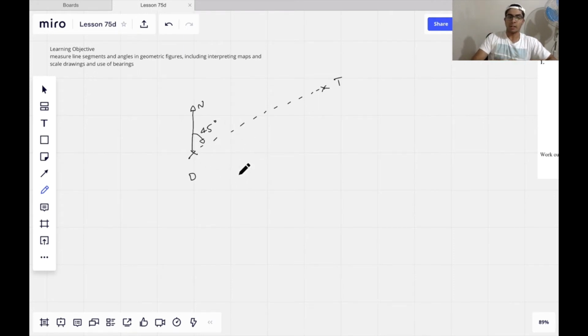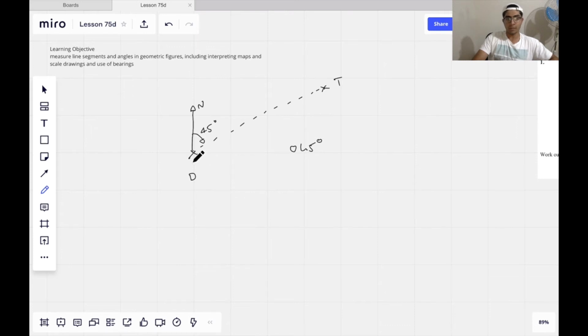And a bit more precisely, when you give a bearing, you need to give it in three figures. So if it's 45, you'd have to say 045 degrees. This first zero is actually quite important. A lot of times I've made so many silly mistakes and forgotten that zero and lost marks because of it.